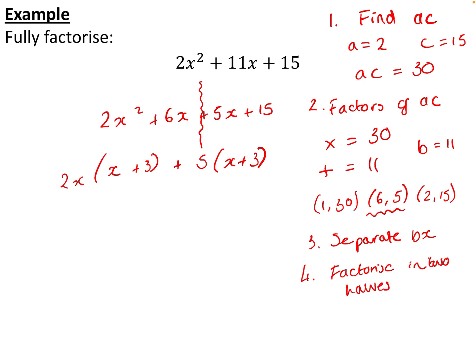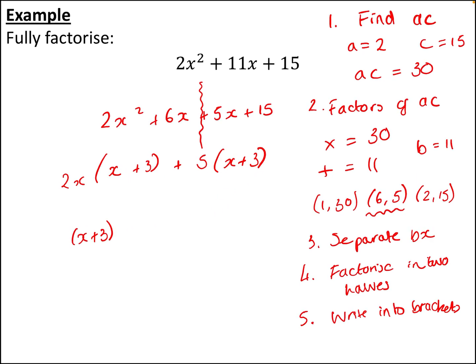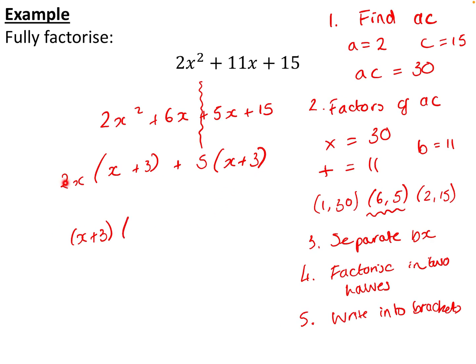Finally, step 5 says write into brackets. So one of my brackets is going to be the bracket I already see. So that's x plus 3. So that's the first bracket. And the second one is going to be everything that's left over. So I'm going to have 2x and plus 5.